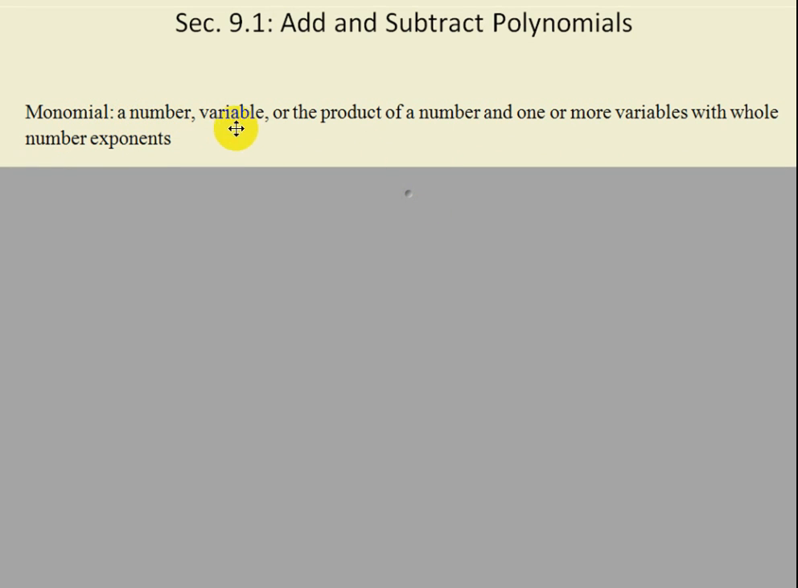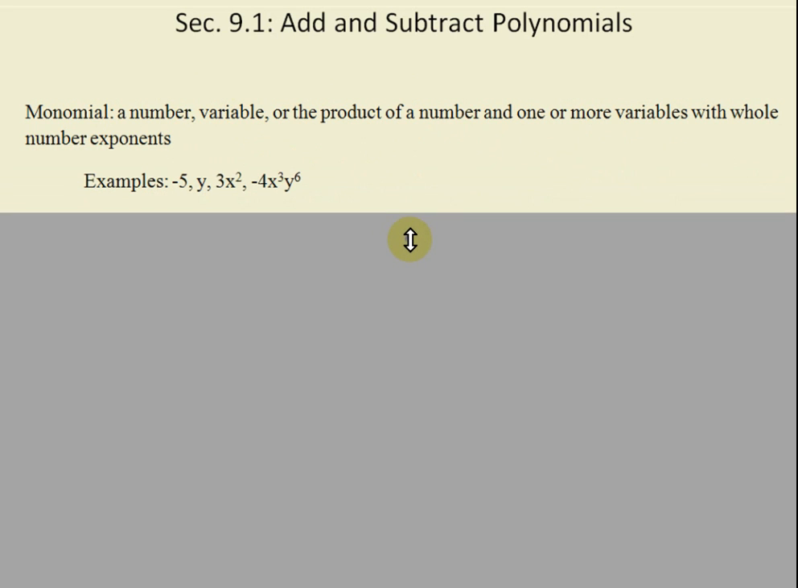A monomial is a number, a variable, or the product of a number and one or more variables with whole number exponents. So here we have just one term at a time. For example, -5 is a monomial. Y is a monomial. First we had a number, now we have a variable, now we have a number times a variable. 3x squared is a monomial, and here we have a number times two variables, -4x cubed y to the sixth. That's still a monomial. Notice that there's no addition or subtraction taking place within these terms.